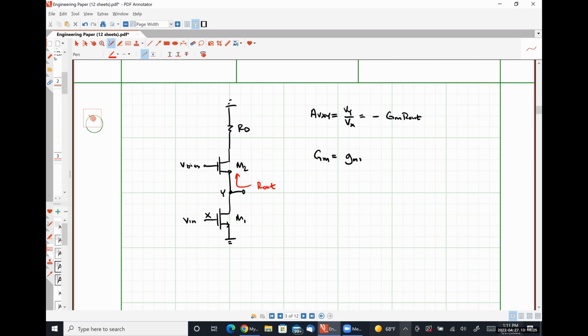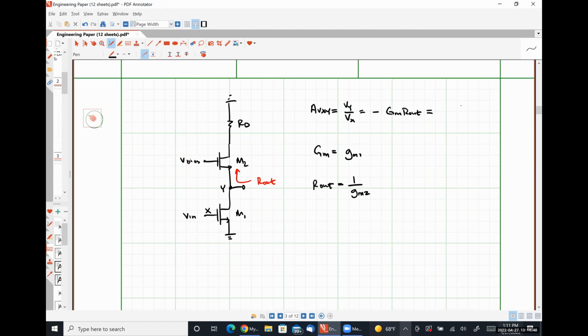I disagree. One over GM2. That's it. So in this case, our voltage gain would literally just be negative GM1 over GM2. That's our transfer function for this circuit, neglecting the effects of channel length modulation. It would be vastly different and more complicated if we were including our effects of channel length modulation.